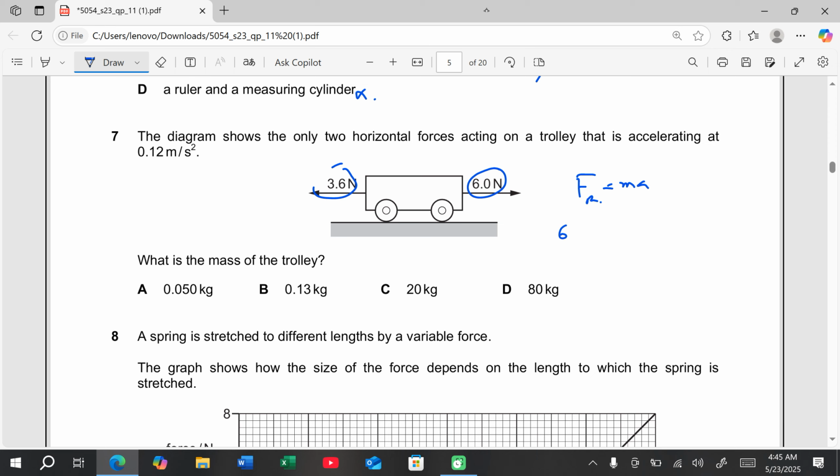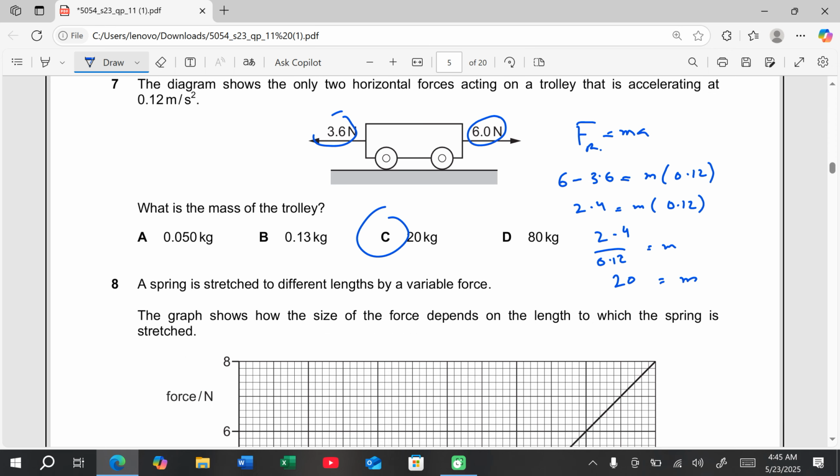So resultant is forward minus backward, and since we need to know the mass of the trolley, acceleration is given, so I'm going to subtract this. You're going to get 2.4 = m × 0.12, and when you divide by 0.12, you're going to get m as 20 kg. So your answer is C.